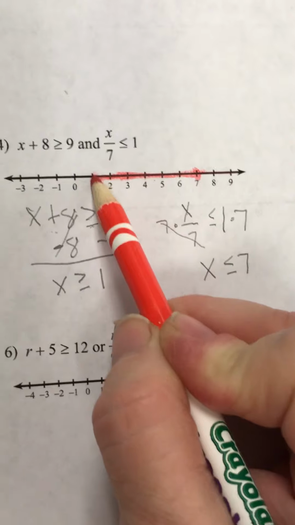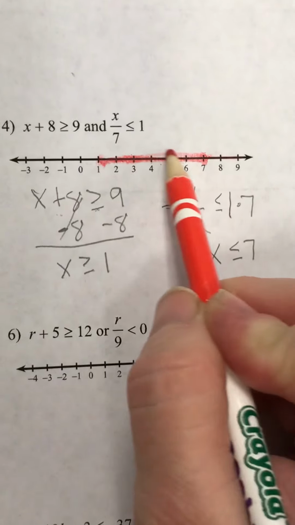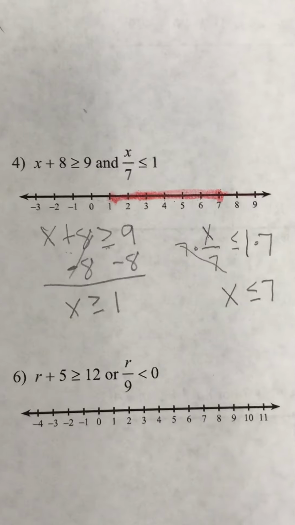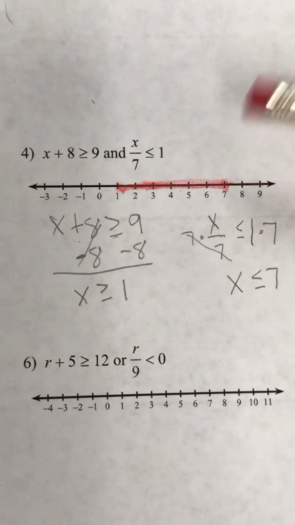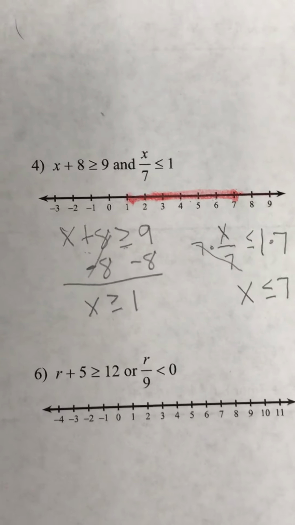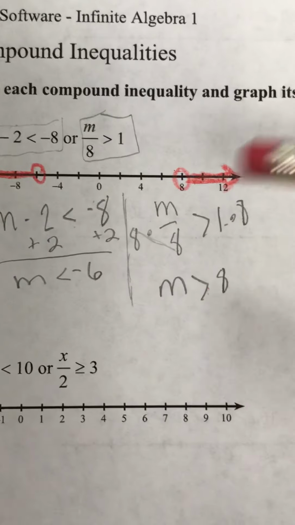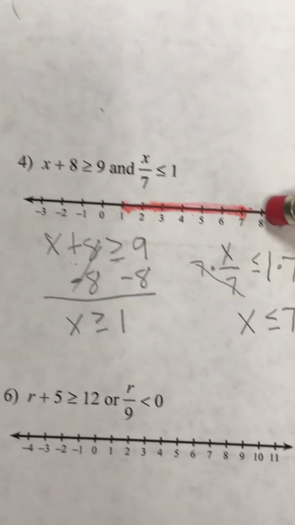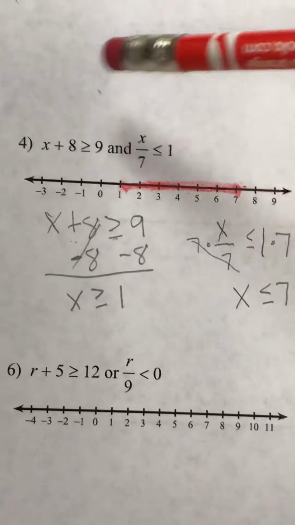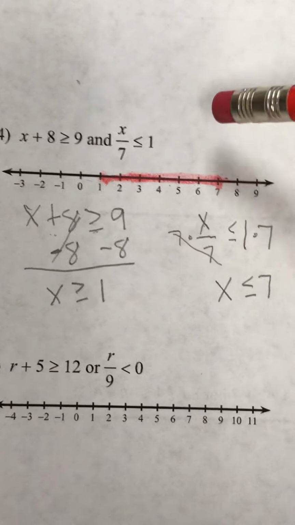So that says our answer is in this little line segment. And so since it is both of them at the same time, it bounds it and says, okay, it has to be somewhere in here. And that's the difference between the "and" and the "or." So "or" will give us this split. It's in one of those regions. And "and" says, okay, look, we're going to limit it. It's between 1 and 7.